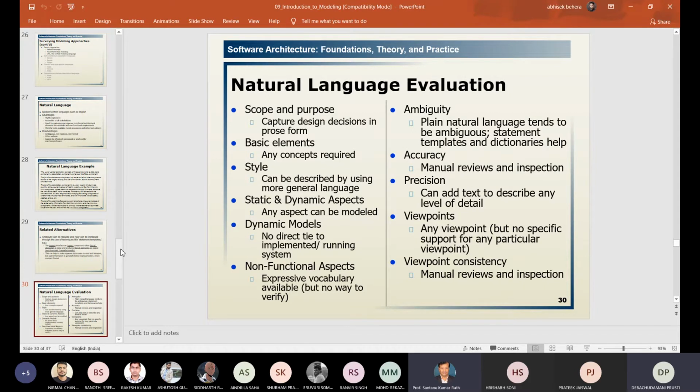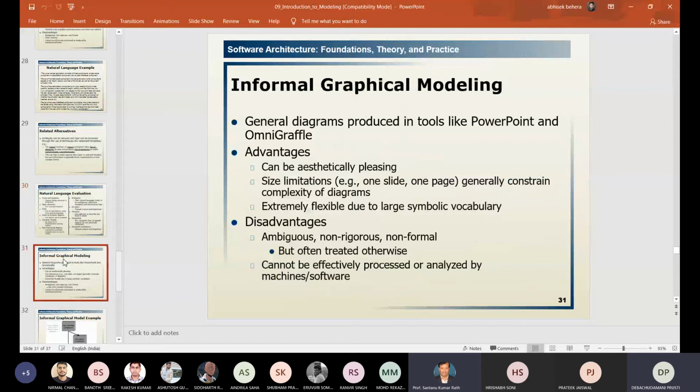Then the next one, informal graphical models. These are the general diagrams produced in tools like PowerPoint and OmniGraffle. These are the tools we are using for informal graphical modeling. What are the advantages? It can be aesthetically pleasing, meaning we can beautify it and make it more beautiful. Then size limitations: one slide or one page.